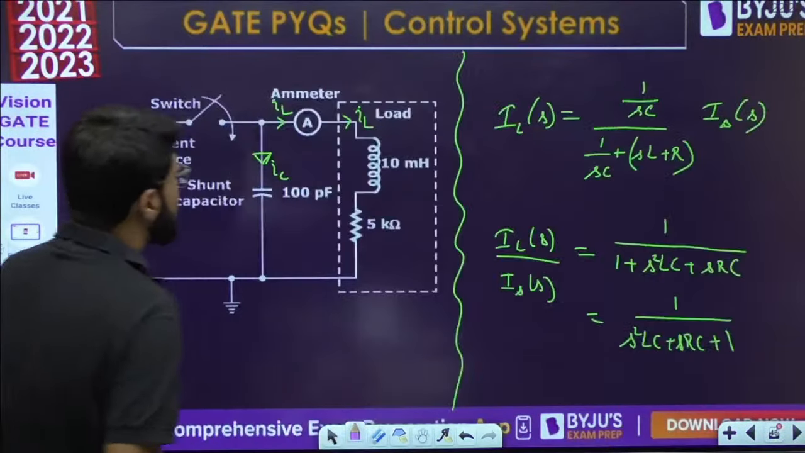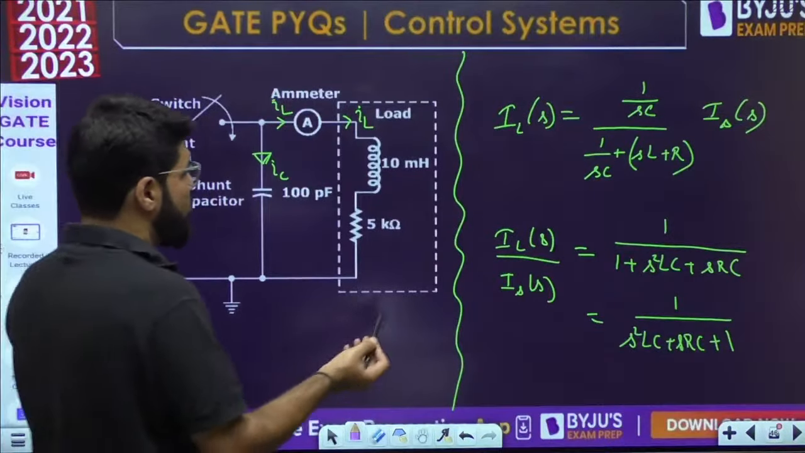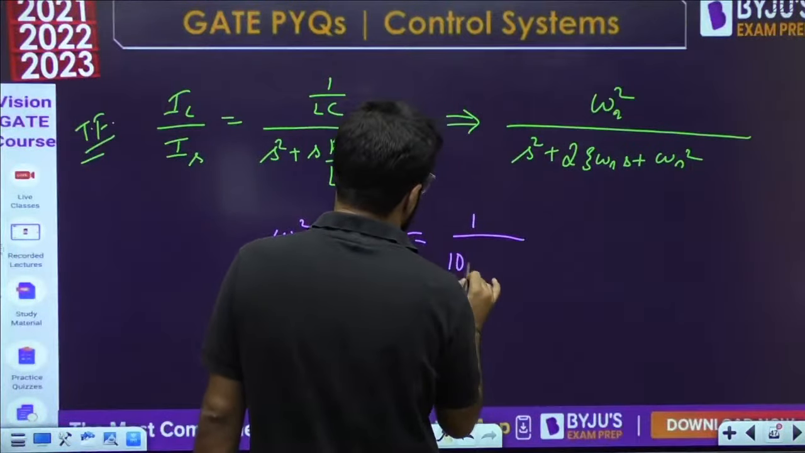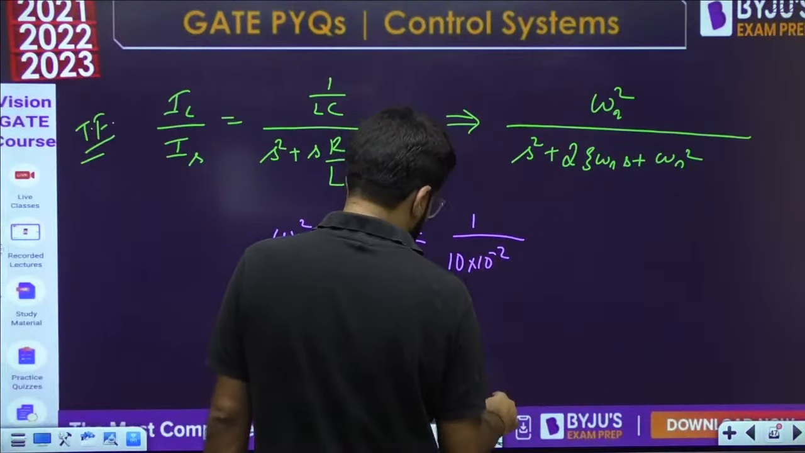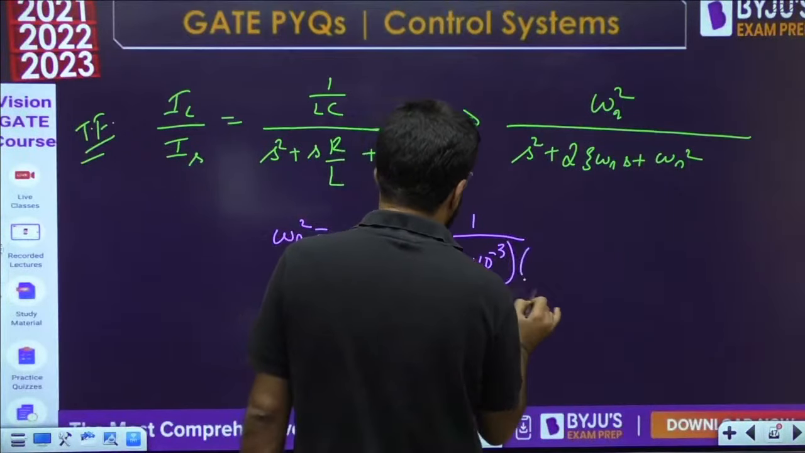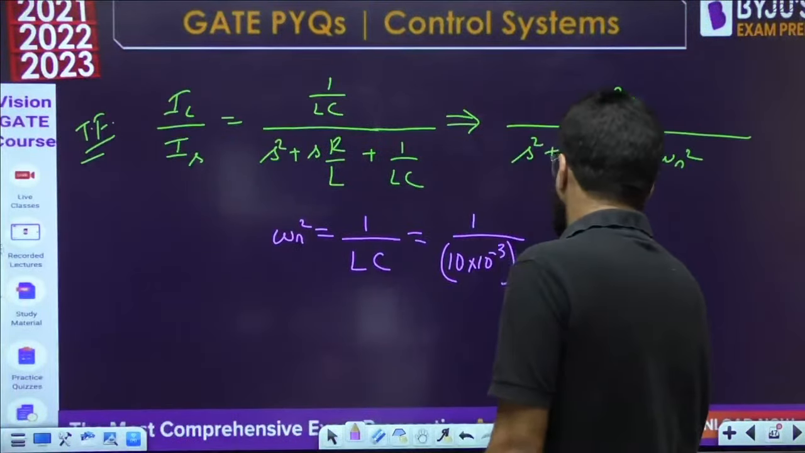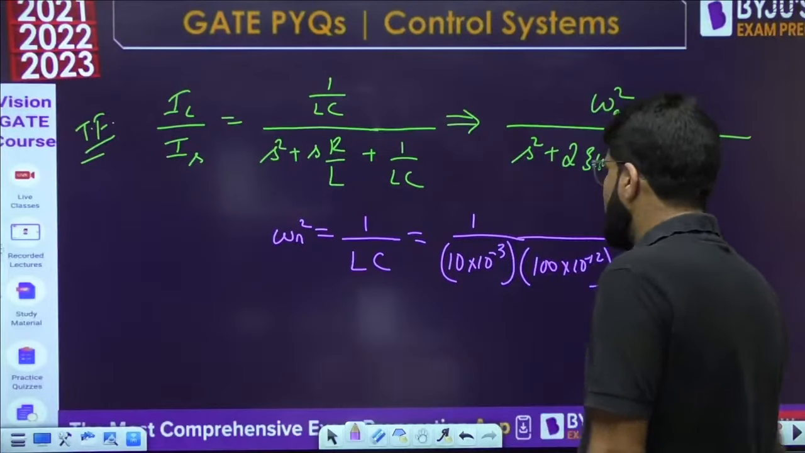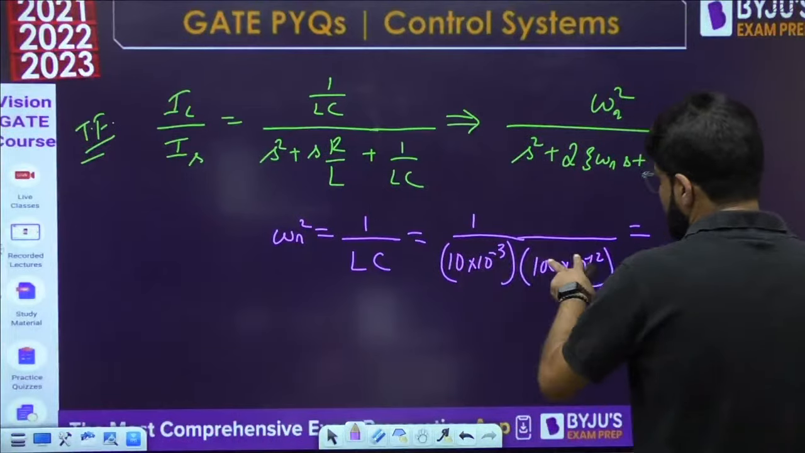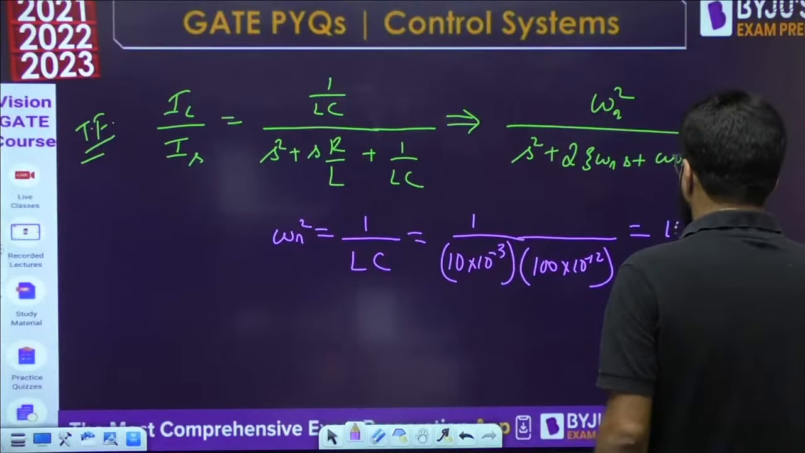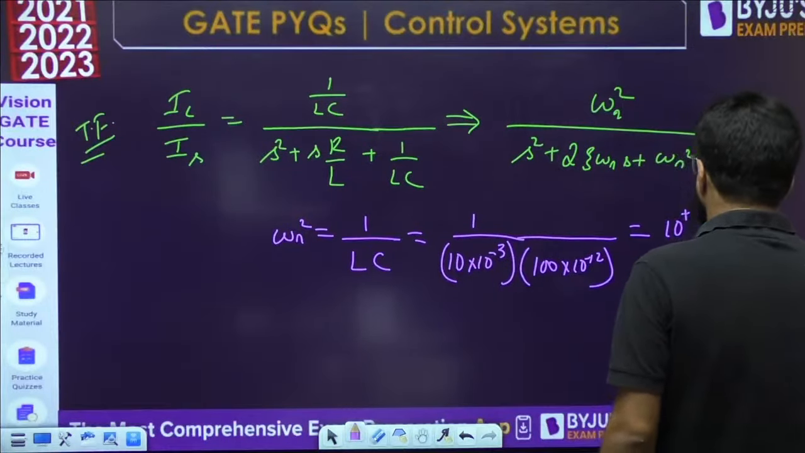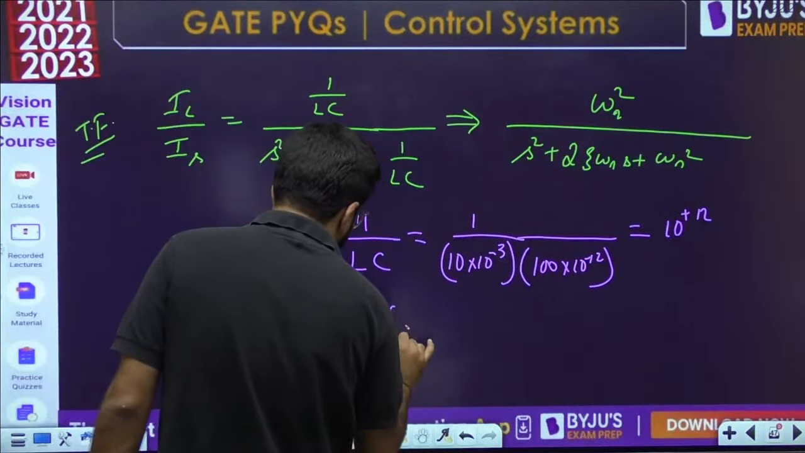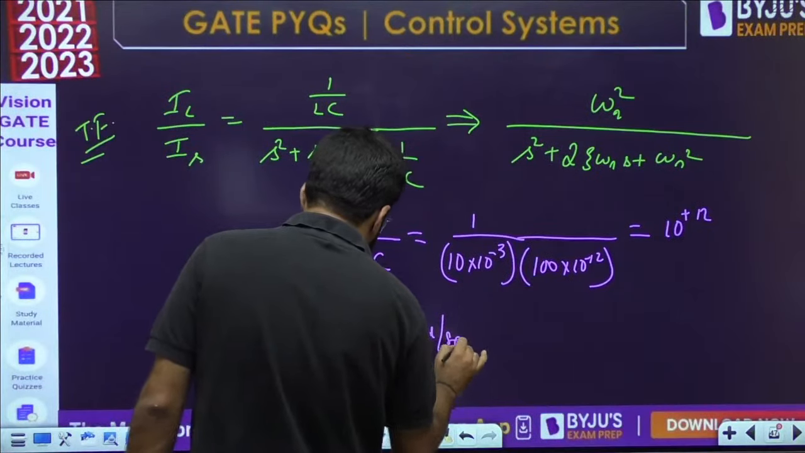Now I'll start putting the values actually. Okay, it's easy to put the values at the end. L is 10 millihenry, multiplied by the capacitor, which is 100 picofarad. Okay, so this is eventually how much? 10 power minus 2, 10 power minus 10. So that is 10 power minus 12. Shifted to the numerator, 10 power 12. So what is the value of omega n? That will be 10 power 6 radian per second. That is the omega n.